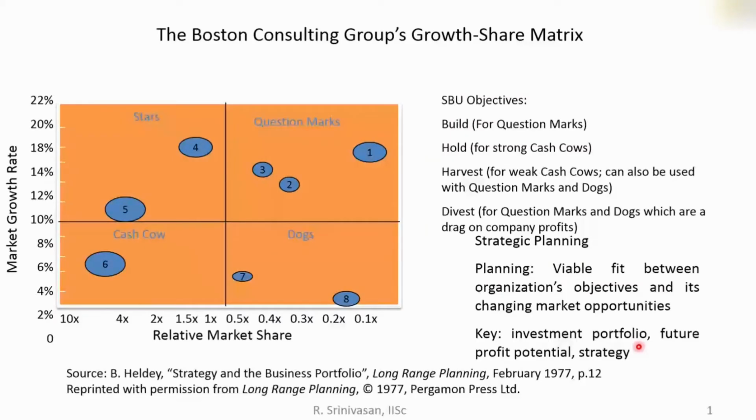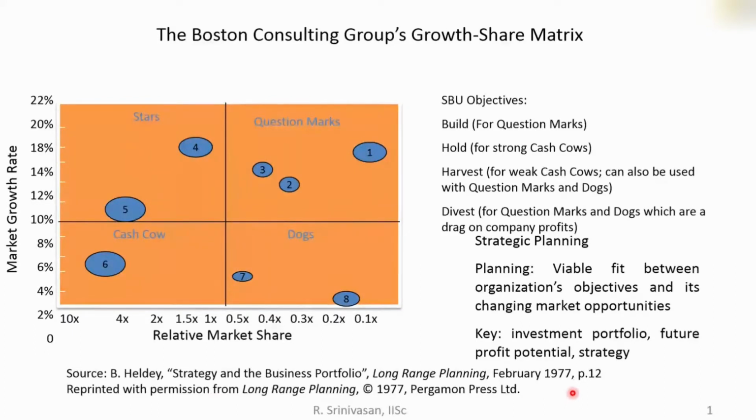Let us discuss first this Boston Consulting Group growth share matrix. This is referred to in short as the BCG matrix. This is an important matrix in marketing. As you could see here, a brief note about this BCG matrix: it was developed by the Boston Consulting Group, a well-known consulting firm, and it was first published in the Journal of Long Range Planning in the year 1977.